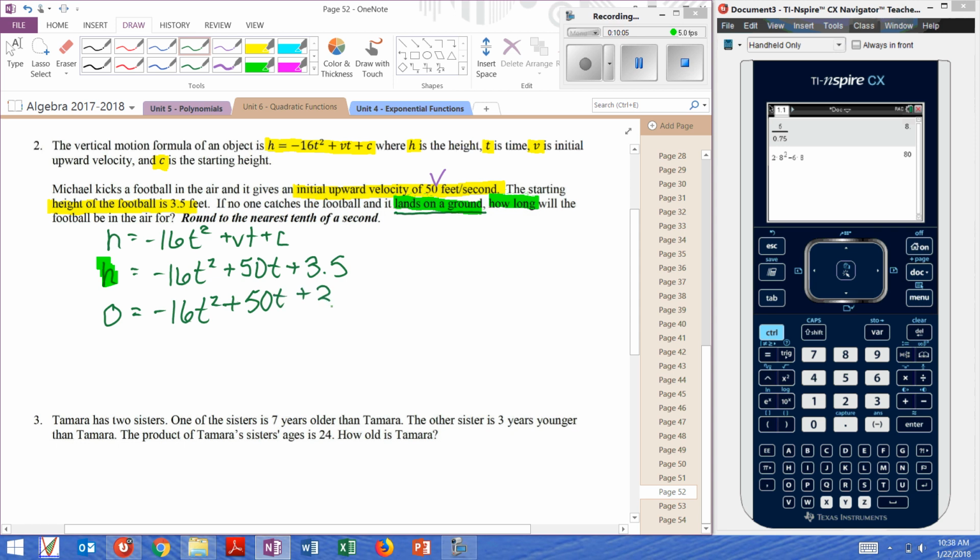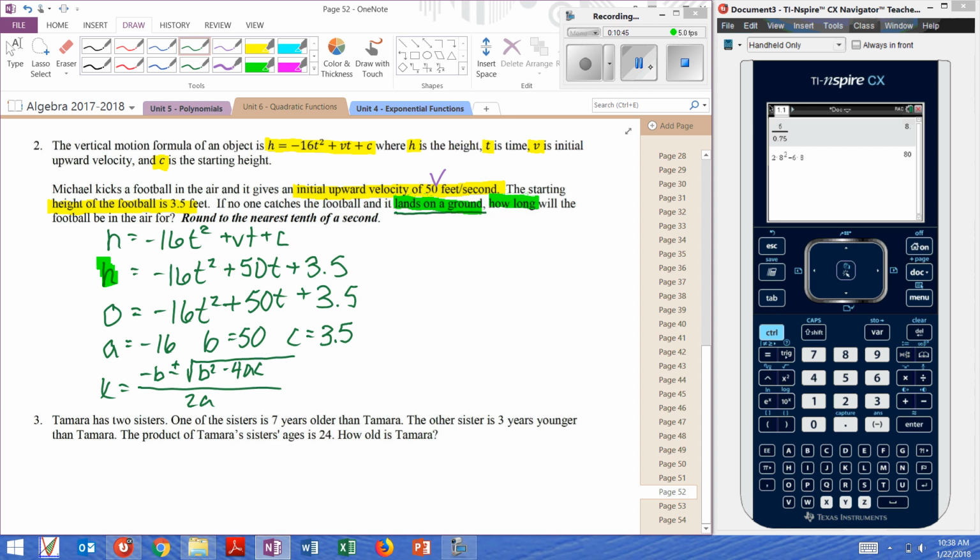And I have a decimal in here, and I can't really factor out a GCF that I know of, so I am just going to do the quadratic formula. So my A is going to equal negative 16, my B is going to equal 50, and my C is going to equal 3.5. All right, so let's go ahead and write out the quadratic formula. X is equal to negative B plus or minus the square root of B squared minus 4AC all over 2A. All right, let's rock and roll.